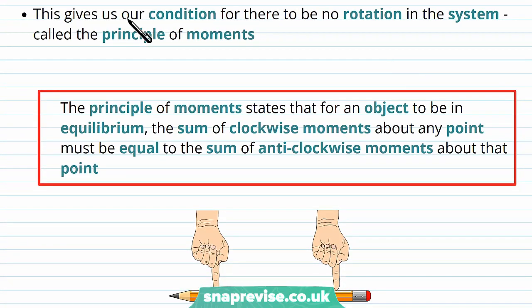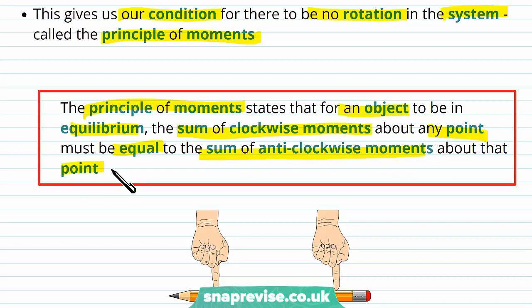This gives us our condition for there to be no rotation in the system, and this is called the principle of moments. The principle of moments states that for an object to be in equilibrium, the sum of clockwise moments about any point must be equal to the sum of anti-clockwise moments about that same point.